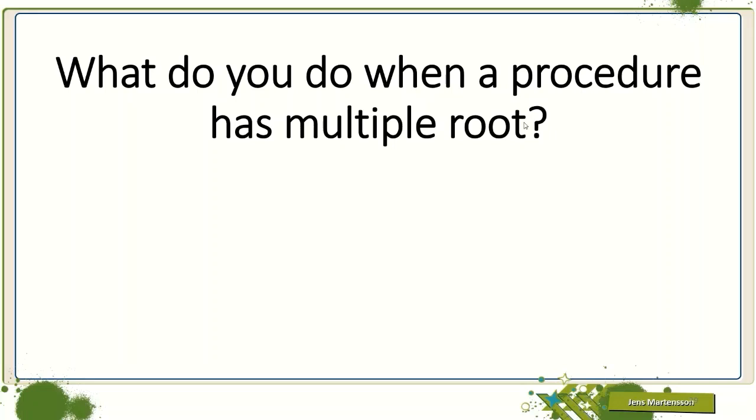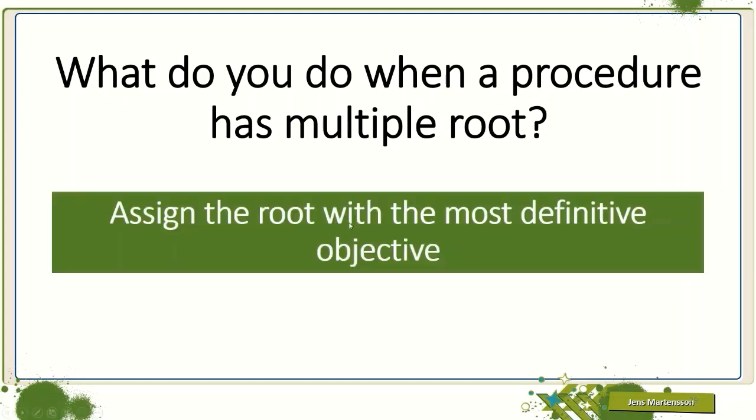Someone said code both, so there's no combination code. That's right, Geetha, you're on the path. Someone said code based on payment. This is what you do: assign the root with the most definitive objective. When you're saying definitive, it's the root that carries out that objective.